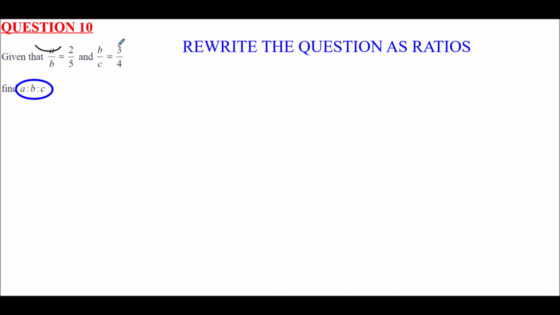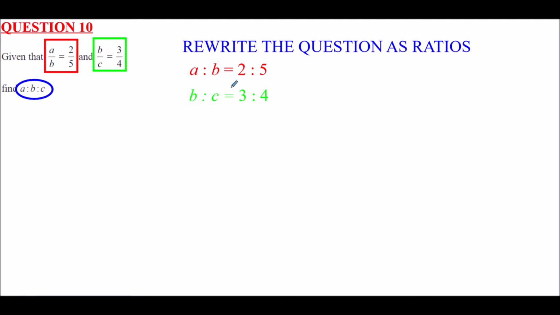So this one here, a over b is the same as 2 over 5. I can rewrite this as the ratio of a to b is the same as the ratio of 2 to 5. This one here, I can rewrite as a ratio of b to c being the same as a ratio of 3 to 4. Now I've got these two as ratios, I can compare these, and the best way I think to compare ratios is by using a table of values.